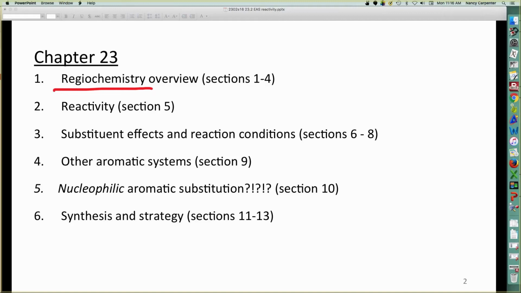So we've covered sections 1 through 4, and in this mini lecture we'll cover reactivity, how these substituents impact just how reactive the aromatic ring is, because as we know, it's not real reactive. After that, we try to have a little interlude where we pull it all together and look at how these substituent effects and reaction conditions impact the outcome of electrophilic aromatic substitution reactions.